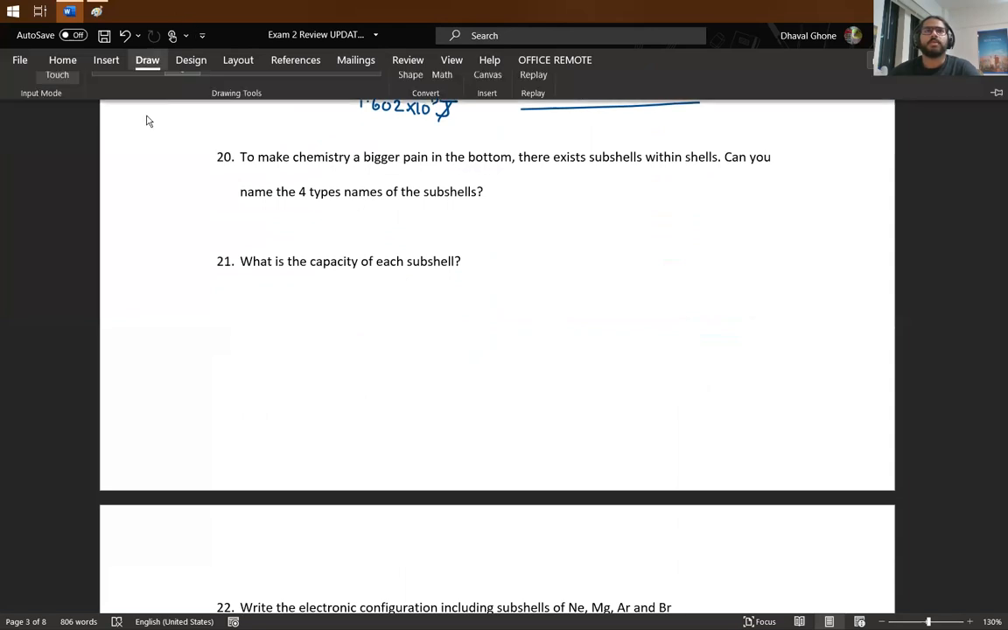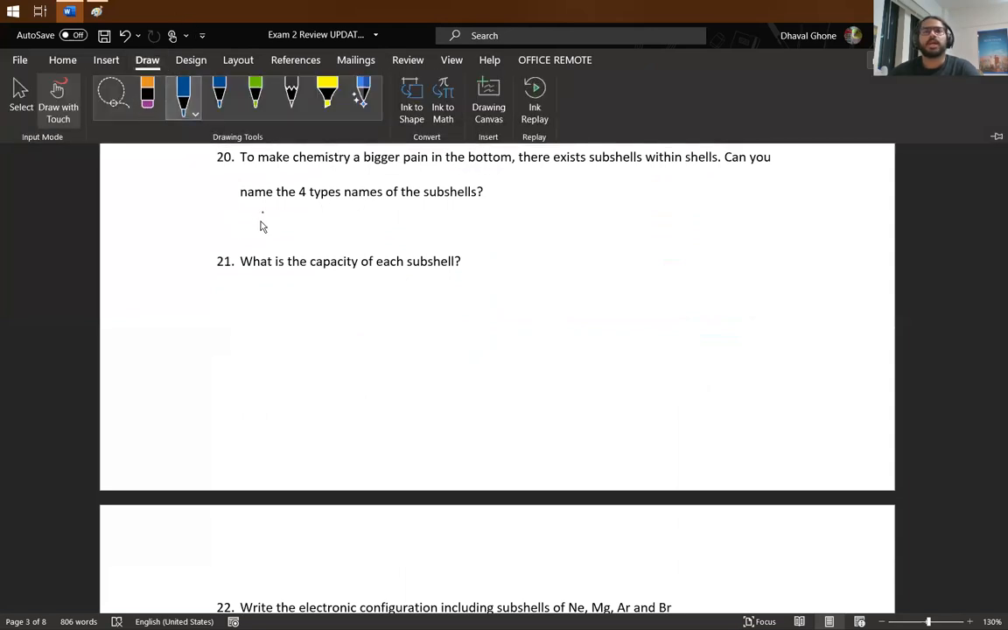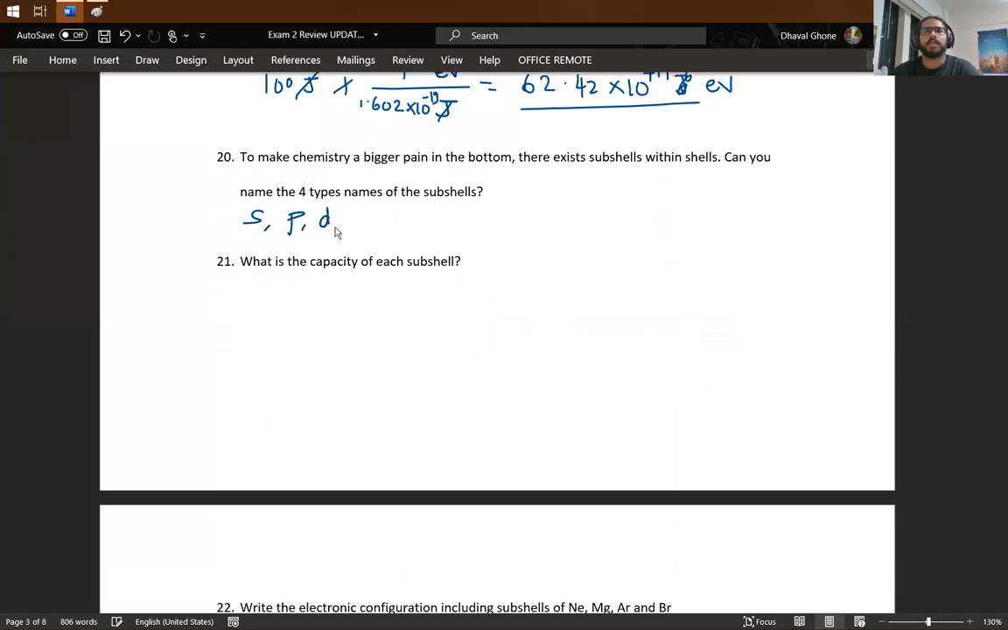If you remember, the 4 types of subshells are S, P, D, and F, and they reside within the shells. So shell 1 only has subshell S. Shell 2 can have subshell S and P, because it's a little bigger than shell 1. Shell number 3 can have subshells S, P, and D, and shell number 4 can have subshells S, P, D, and F.